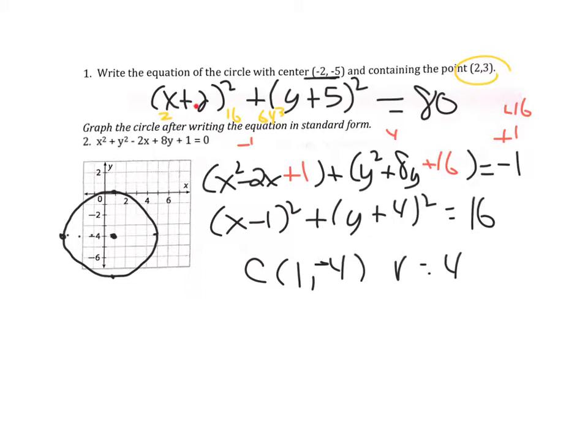2 plus 2 is 4. Squared is 16. 3 plus 5 is 8. Squared is 64. Add the 16 and 64 and you get 80. And that's all you do.